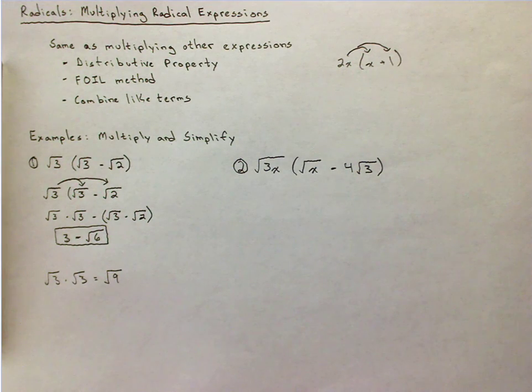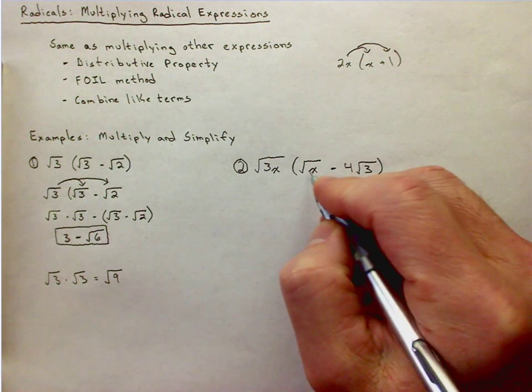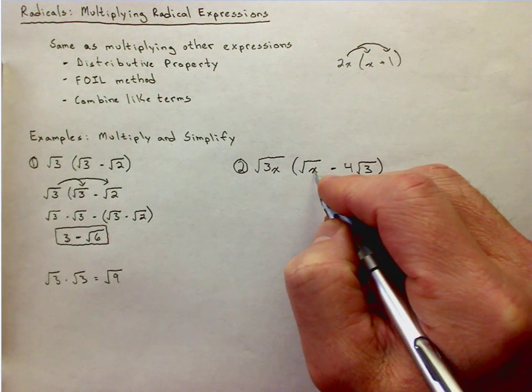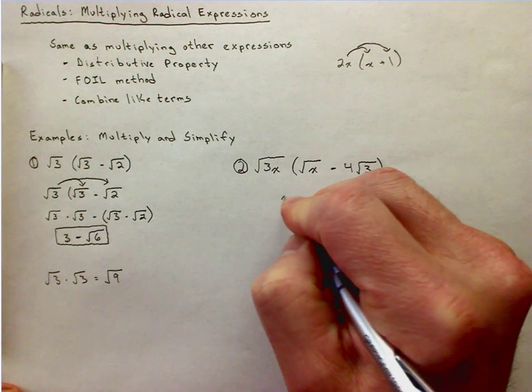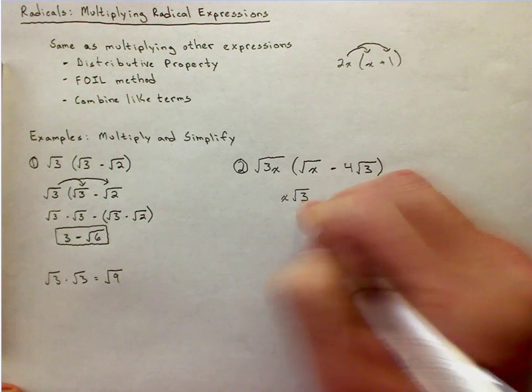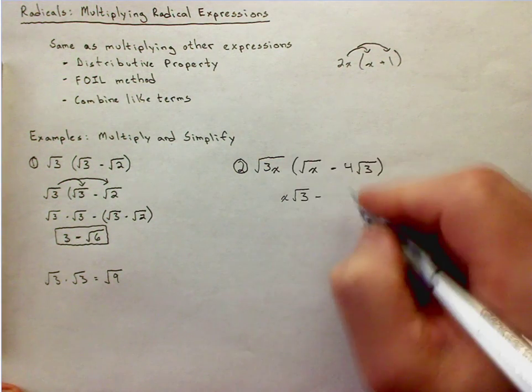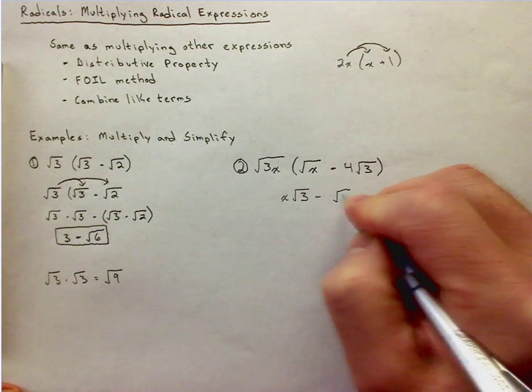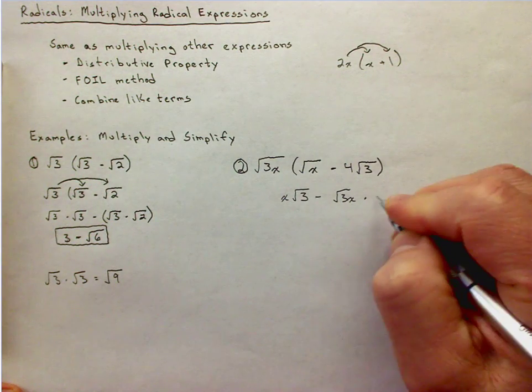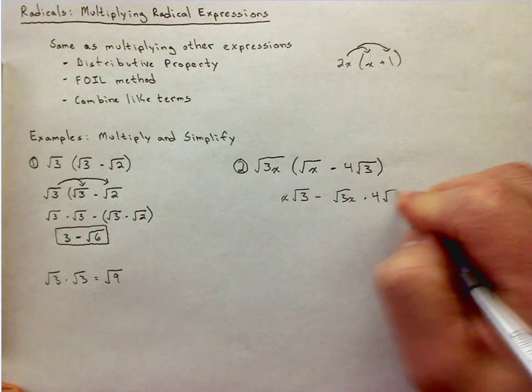If you would like, pause the video and see if you can work this one. See if we get the same answer. Alright, so I have the square root of 3 times the square root of x. Well, that's going to be x square root of 3 minus, and then I'll write this one out. I have the square root of 3x times 4 radical 3.